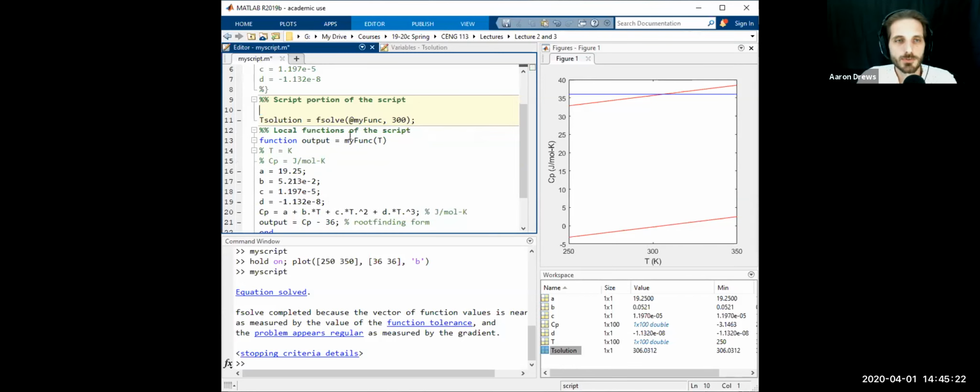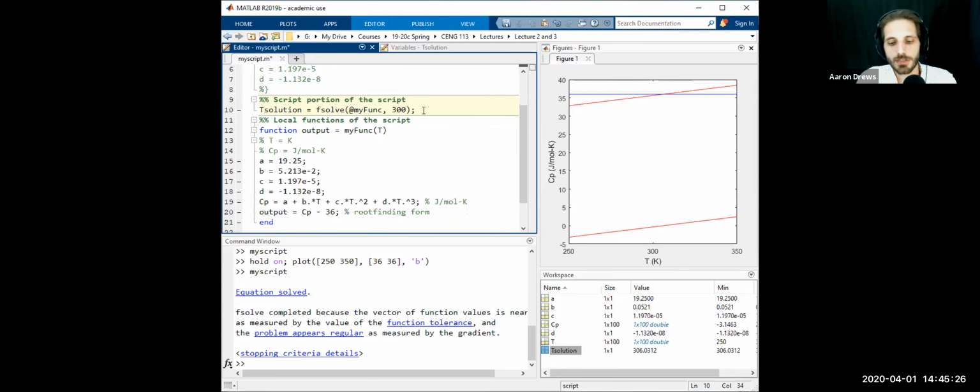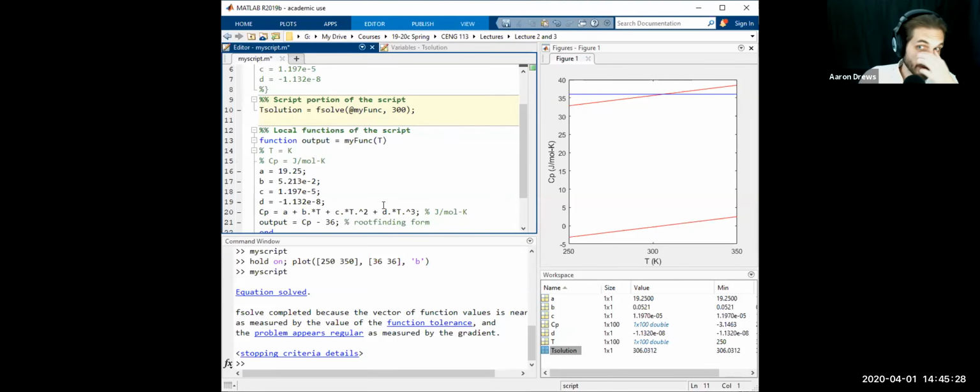So if I'm interested in only solving this for a particular value, then my script would look something like this. And I really only need one step, right? It's just fsolve. I need a lot of other steps inside the function, but that's the way that it goes. That's the syntax for using fsolve.